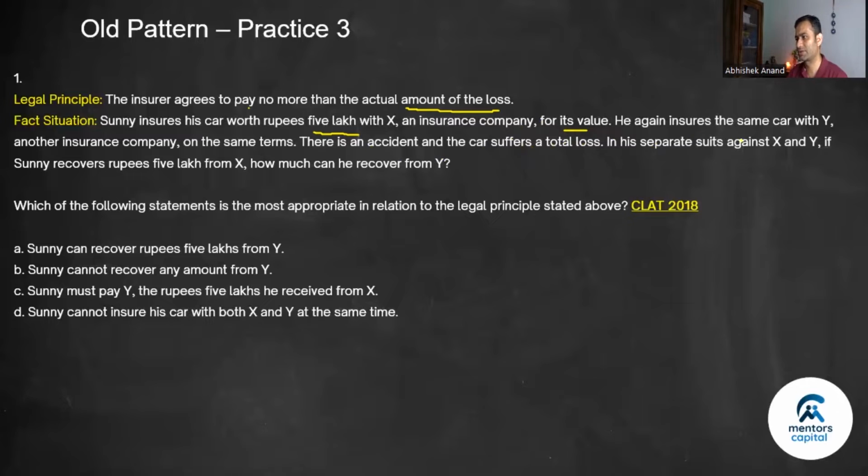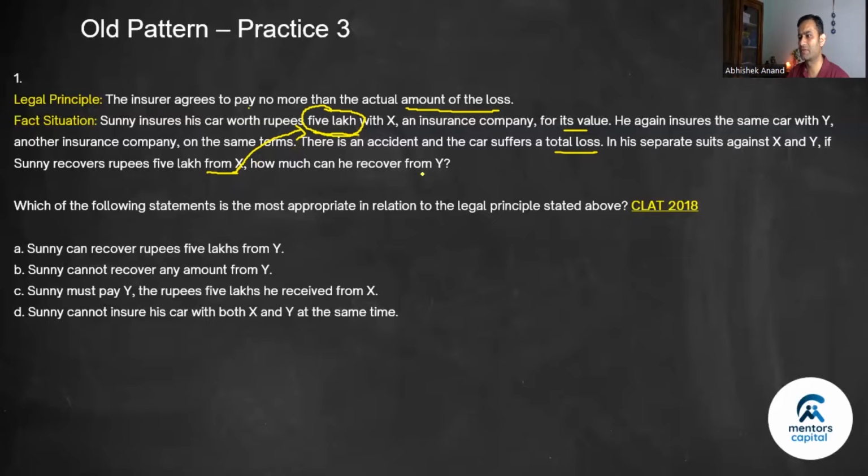He again insures the same car with Y, another insurance company, on the same terms. There is an accident and the car suffers a total loss. Total loss means 5 lakh loss. So what is the max an insurance company will pay? 5 lakhs. In a separate suit against X and Y, Sunny recovers rupees 5 lakhs from X. So he has already recovered 5 lakhs from this insurance company X. So now what is his loss? 0. His loss is 0.